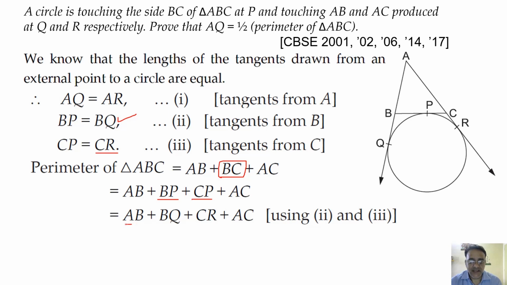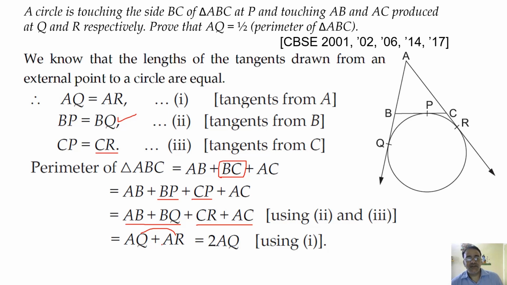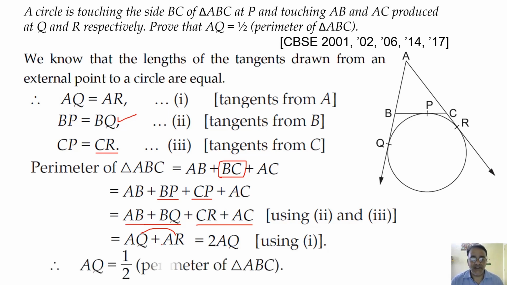Now, what is AB plus BQ? AQ. Right. And what is CR plus AC? AR. AR, right. AQ plus AR. Now these two are also equal from equation 1. So we can write AQ plus AQ, or 2 times AQ, right? So now what is AQ? Perimeter of triangle ABC is 2 times AQ. So AQ will be half of the perimeter of triangle ABC. Any doubt in this question? No, sir. Right. So now we are moving towards the next question.